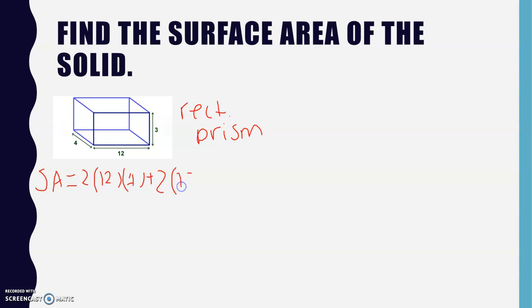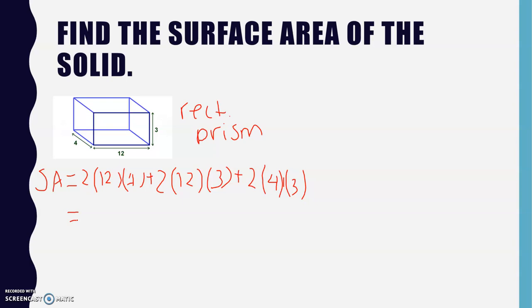So that would be 2 times 12 times 3 plus 2 times width times height, which would be 2 times 4 times 3. So that would be substituting all of the values into the formula. And now I'm just going to take each separate component. So like the first 3 numbers that we're going to multiply together, I'm going to simplify all the multiplication.